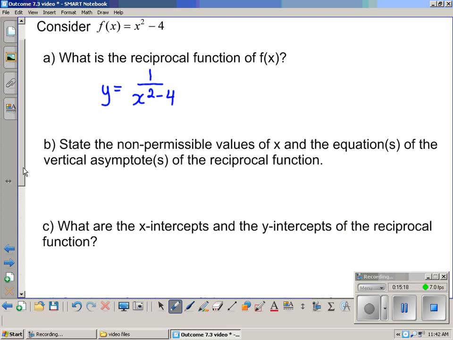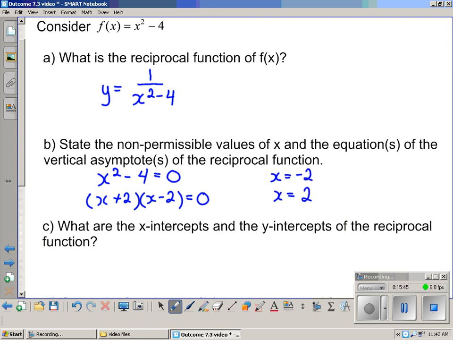So again, those non-permissible values or vertical asymptotes come from when our denominator is equal to 0. This is a quadratic function, so I have to solve by factoring. It's going to factor into x plus 2 and x minus 2. So this time we're going to have two vertical asymptotes, one where x is equal to negative 2 and one where x is equal to positive 2.